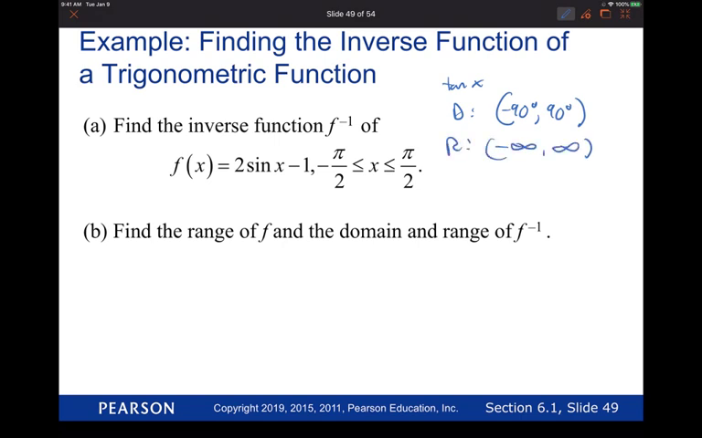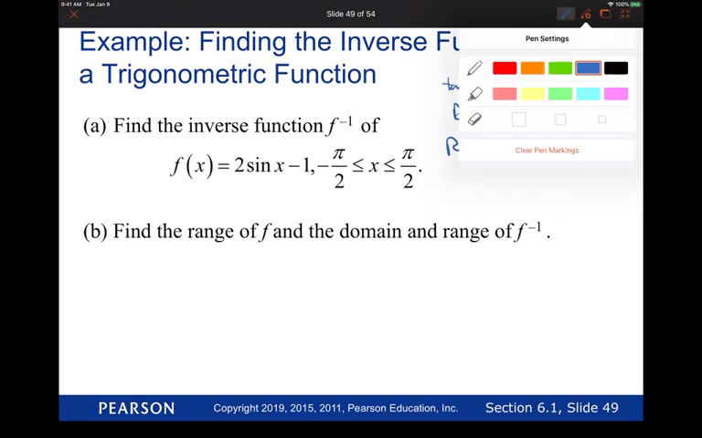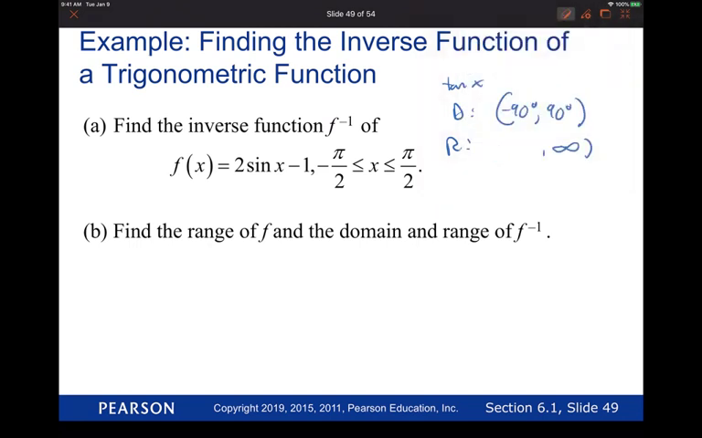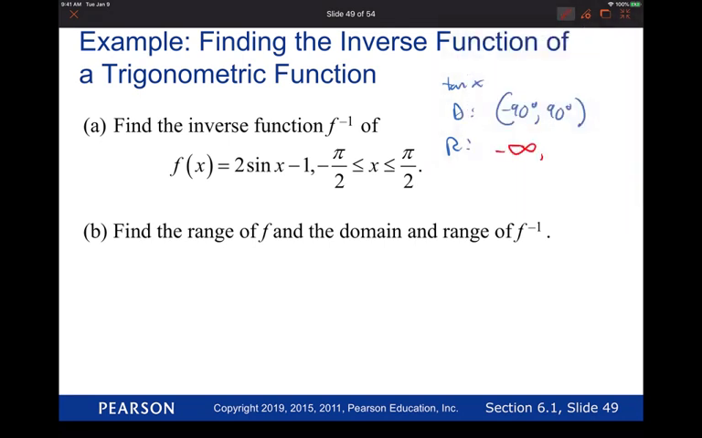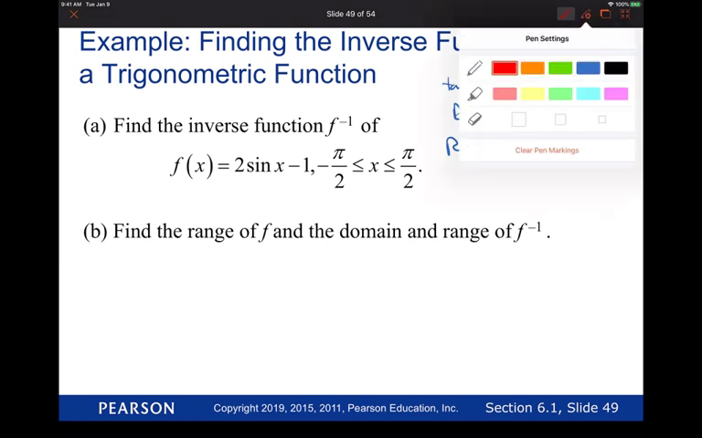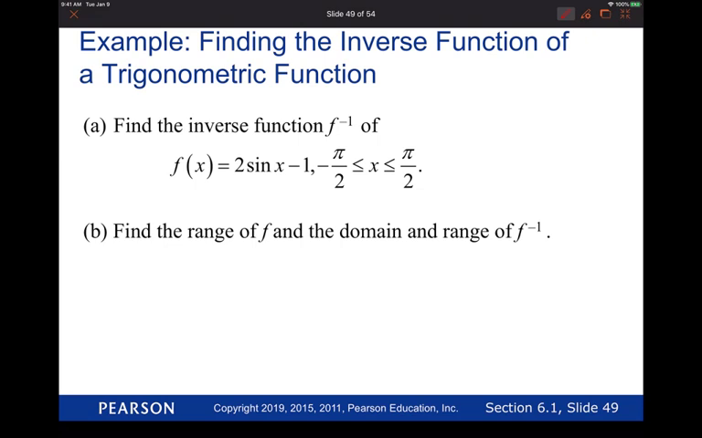Actually, to help, I'm going to change this to red. We said this went from negative infinity to infinity. So now this is our range. This is our domain of inverse tan of y. That's the first thing we need to do. Scratch that, I was on autopilot. We're doing sine, we're not even doing tan. We're all kind of at that point. So I'm going to clear these pen markings. Find the inverse function. Oh, they want us to find the inverse. Okay, so given a function, how do we find the inverse of a function?